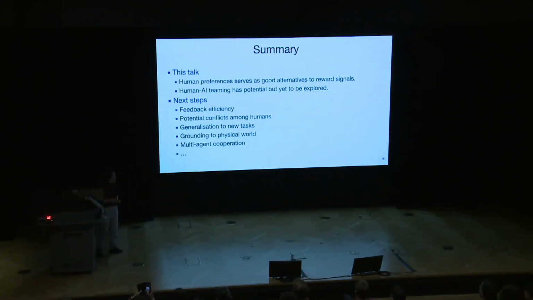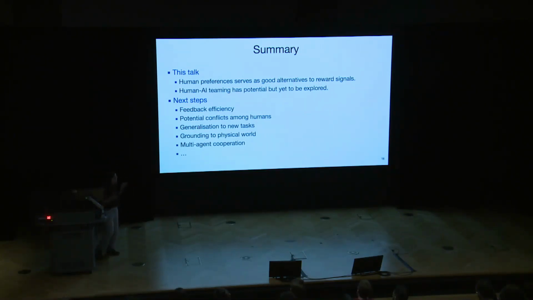The first is that human preference plays an important role in scenarios where the raw signals may not be available, or it can even be better than raw signals sometimes. And the second thing is about human-AI teaming.